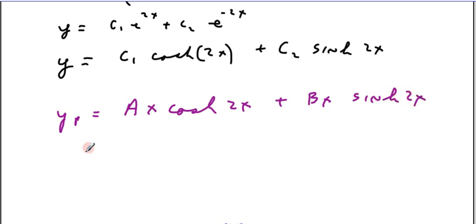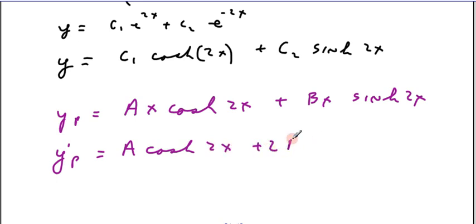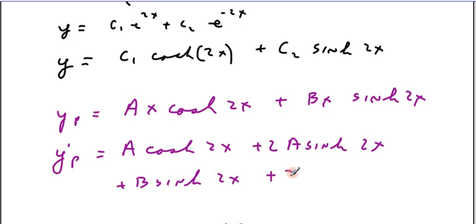Okay, and y prime of p, I'm going to have a hyperbolic cosine 2x plus 2a hyperbolic sine 2x plus b hyperbolic sine 2x plus 2bx hyperbolic cosine 2x. And I left an x out there, didn't I?